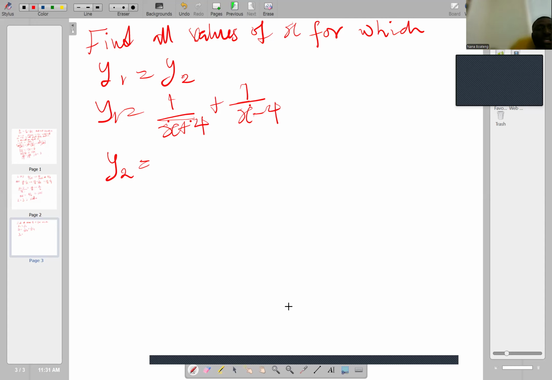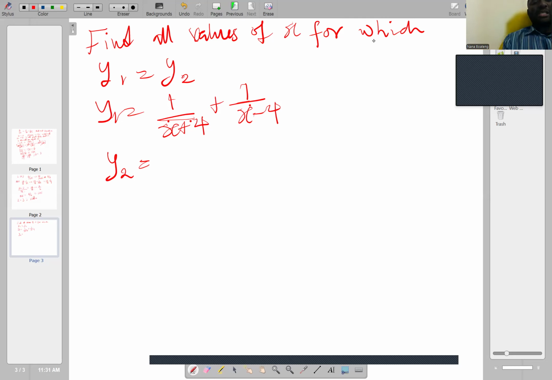So we can rewrite this rational equation as 1 divided by x plus 4, plus 1 divided by x minus 4, is equal to 22 divided by x minus 4 multiplied by x plus 4. All right, so at this point, we can find the LCM.